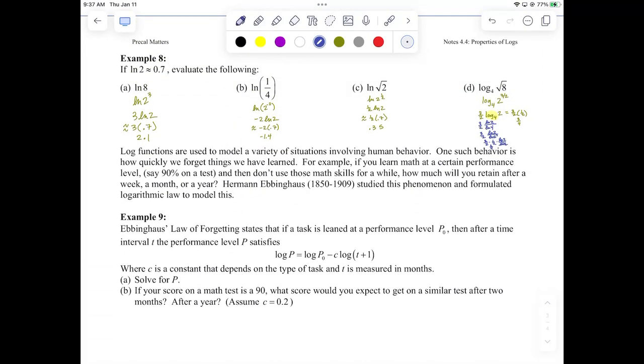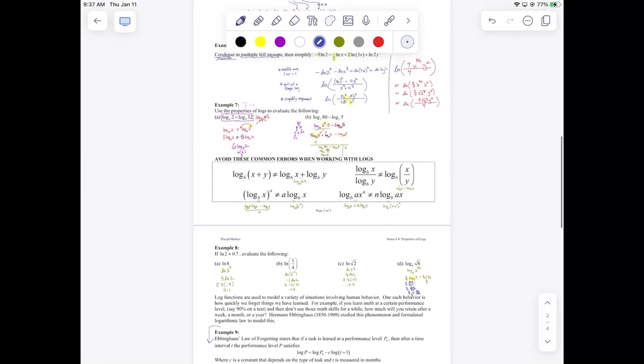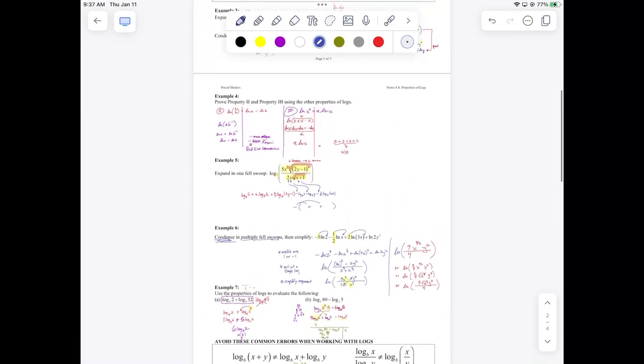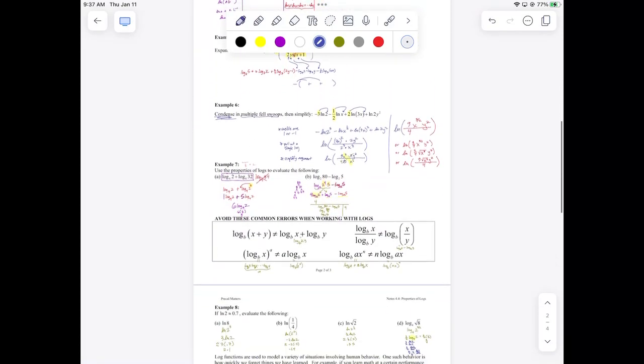All right, I think we're going to stop there. We'll pick up with Ebbinghaus's law of forgetfulness tomorrow. You probably have talked about Ebbinghaus's law of forgetfulness in Mr. Kilford's psychology class, because I know he talks about it.